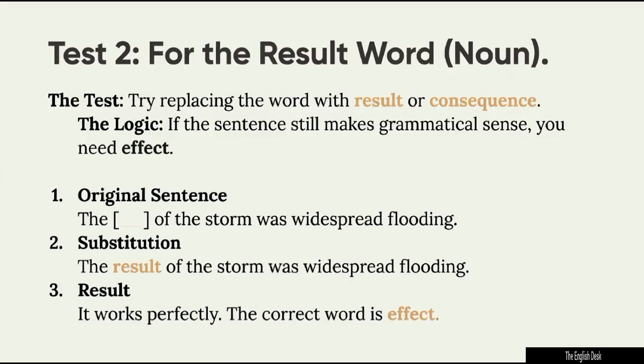Okay. The blank of the storm was widespread flooding. Let's test it. The result of the storm was widespread flooding. Works perfectly. So, with total confidence, it has to be the effect of the storm was widespread flooding. And that's the whole toolkit. Influence for the action, result for the consequence. It's the fastest way to get it right without overthinking the history or the exceptions.